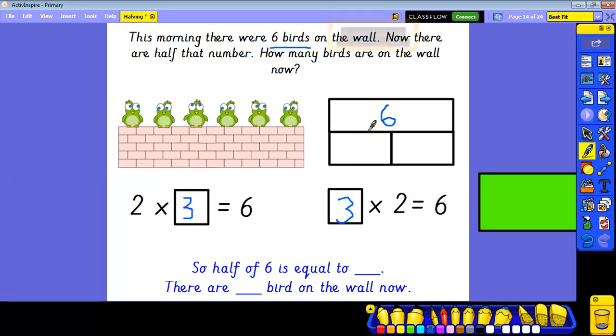And that means here that in our bar model, I've got 3 here. But remember, my 2 parts, my 2 halves are equal. So this is also a 3. And you can see here 1, 2, 3 half, 1, 2, 3. You can see that's right because we know that halving involves 2 equal groups. So I know that half of 6 is equal to 3. And there are 3 birds on the wall now.